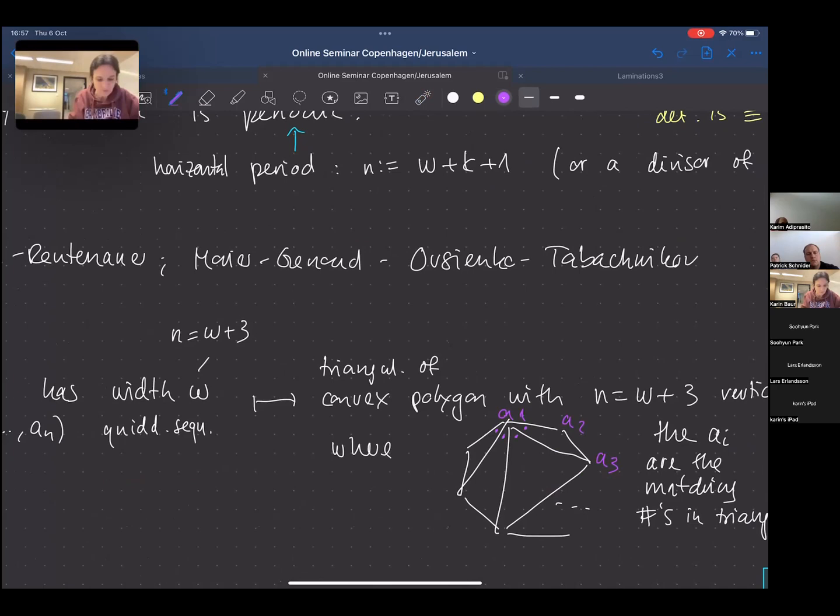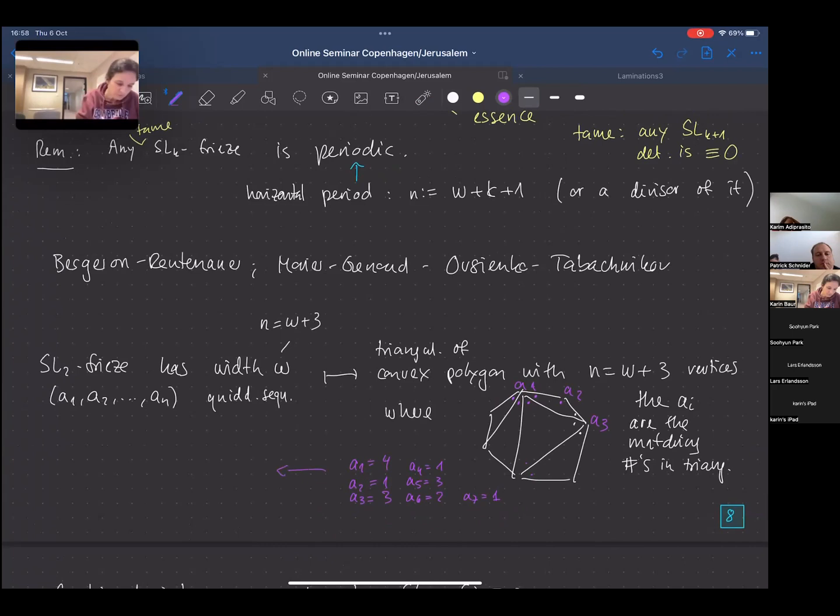So for A1, I see four triangles, or you count the matching numbers. A2 has only one, and A3 has three again, and A4 is one again, and then we have another three, and then two. And A7 is one. So this triangulation would give me the quiddity sequence 4, 1, 3, 1, 3, 2, 1. And then you can start computing the frieze pattern.